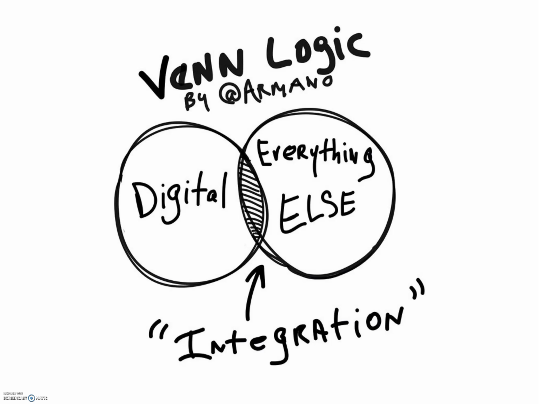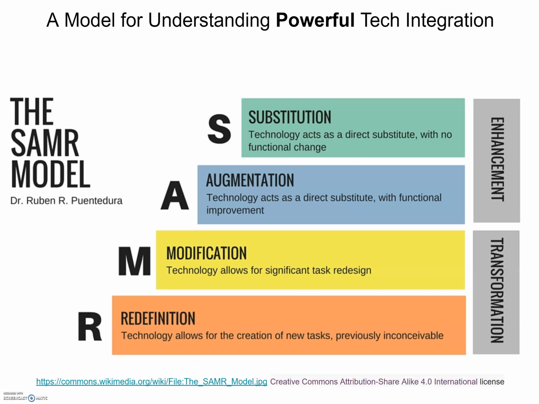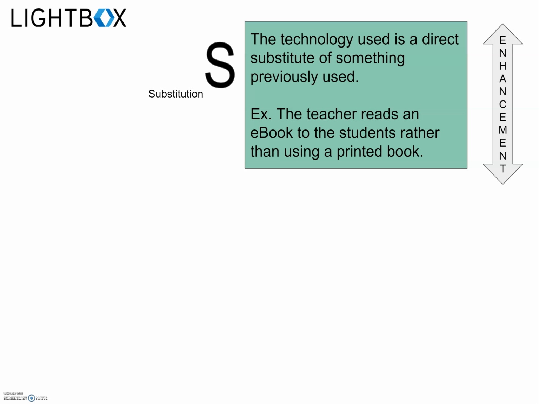So what SAMR will help us understand is what types of technology that we could use that are going to have a greater or a lesser effect on student learning. So once again, we've got our substitution and our augmentation levels, which are the enhancement of just the basic teaching. But where we're going to see the radical difference, the radical change in our students' learning is at the modification and redefinition level. So let's look at Lightbox.